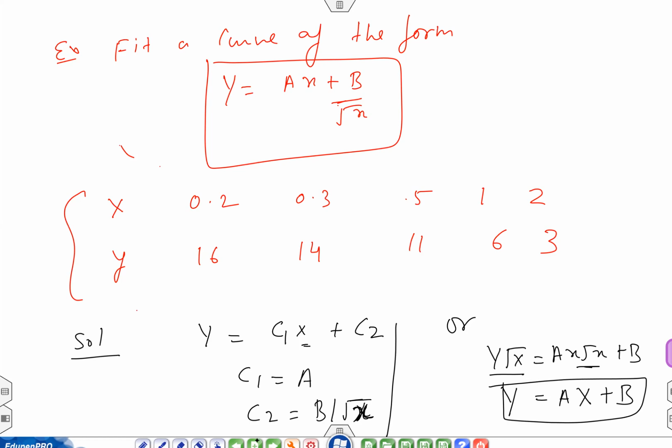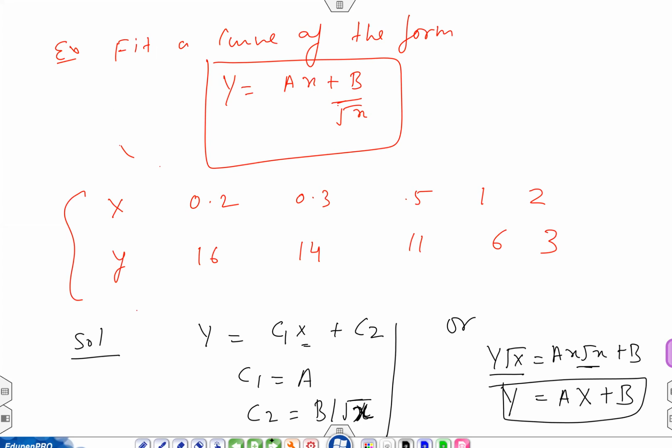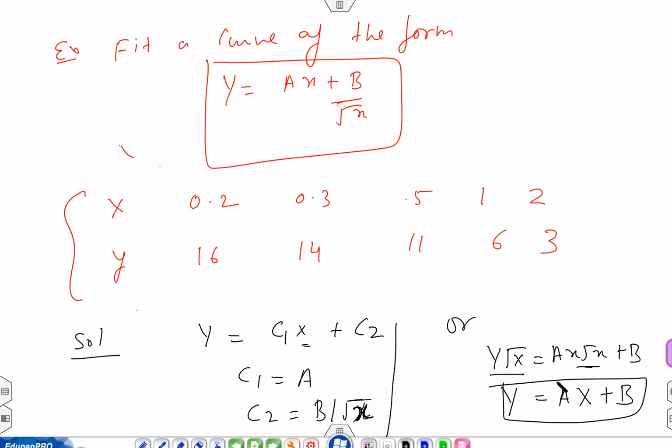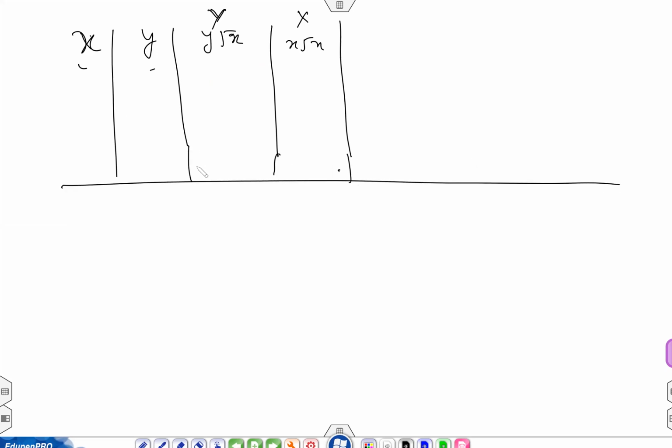So you can write here small x, small y, and then y under root x that you are taking. In the original form, this capital Y will be treated as y under root x, and capital X will be treated as x under root x. Then you form this table; xy is used only to compute the values of capital Y and capital X, and then you fit a straight line with the help of capital X and capital Y. Okay, if you have any doubt, then discuss.